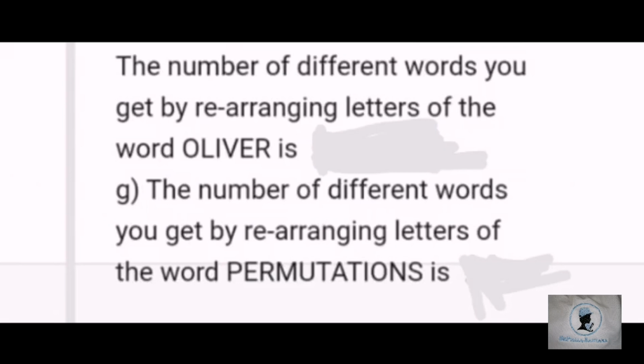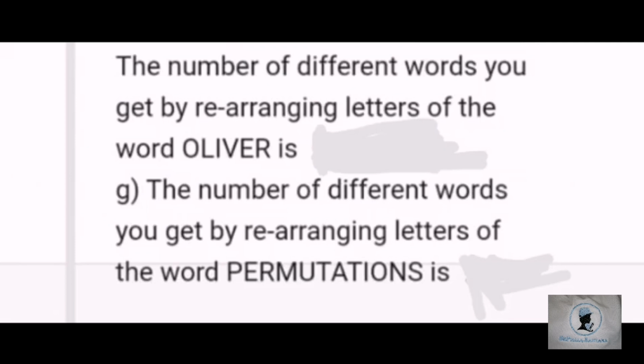So the first question says the number of different words you get by rearranging letters of the word Oliver is. You can see that Oliver is a 6-letter word and all the letters are different. So arranging n different items equals n factorial. Your answer will be 6 factorial, which equals 720.